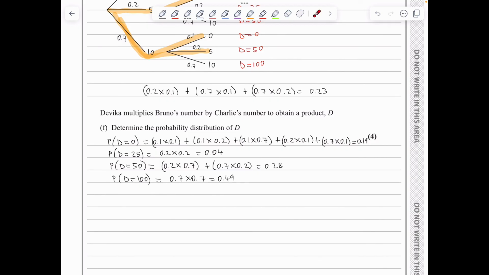So the only thing missing is to put everything nicely in a table. So the associated probabilities are 0.19, 0.04, 0.28, and 0.49. And we can add them up to confirm that they are adding up to 1, and therefore this is a valid probability distribution.